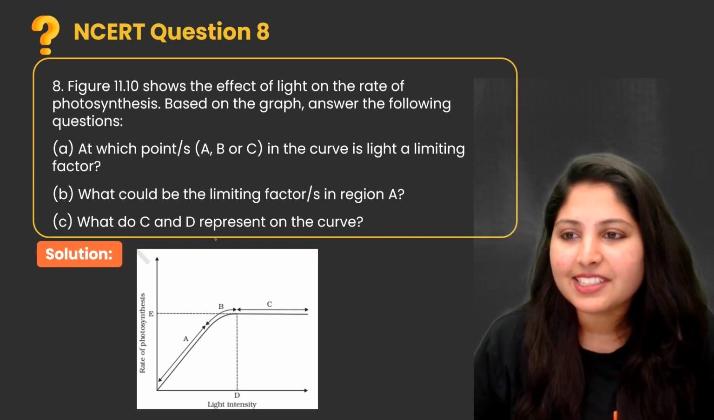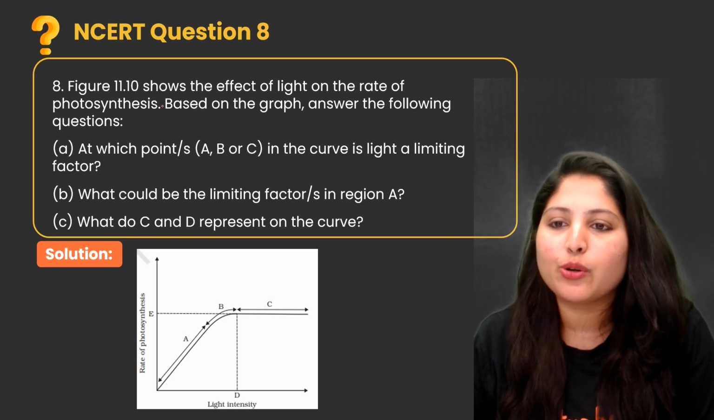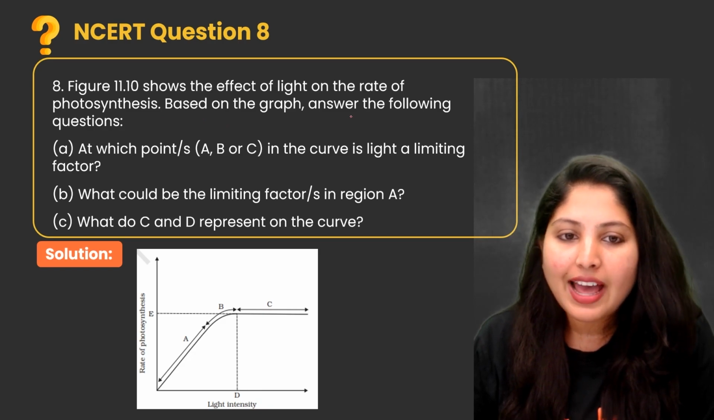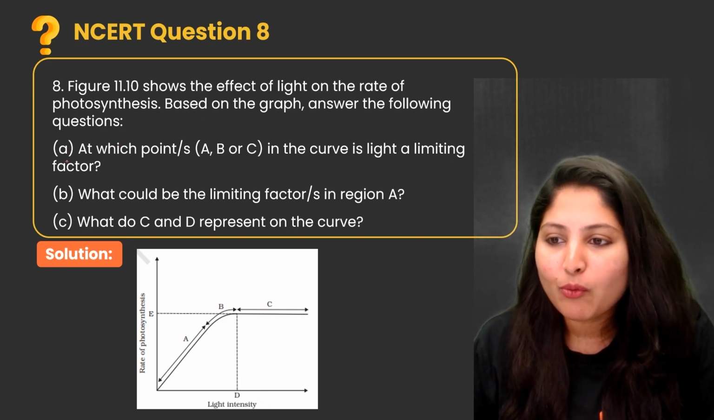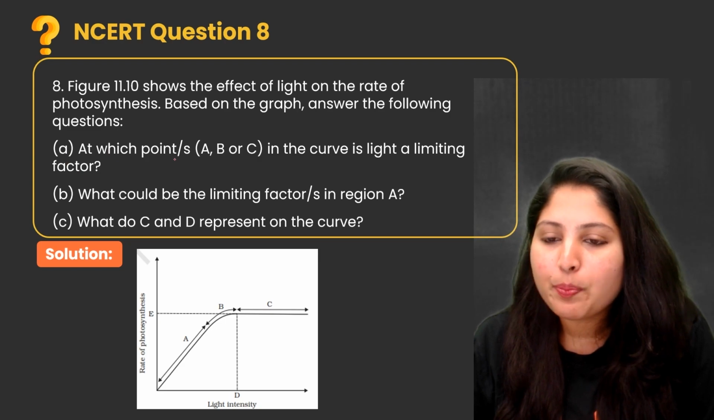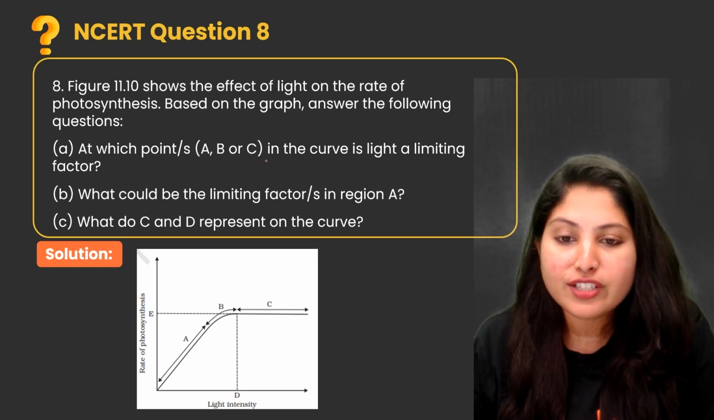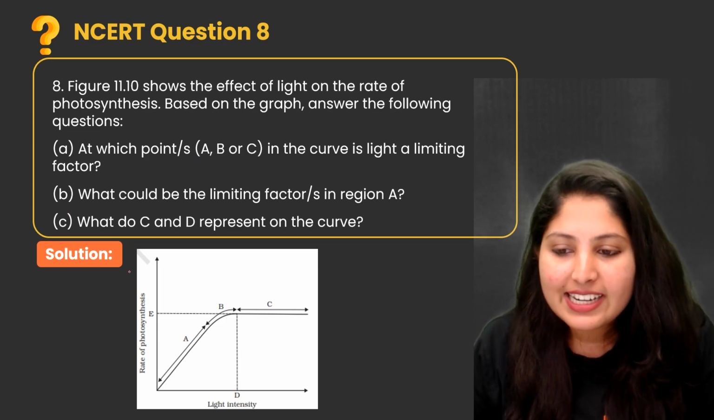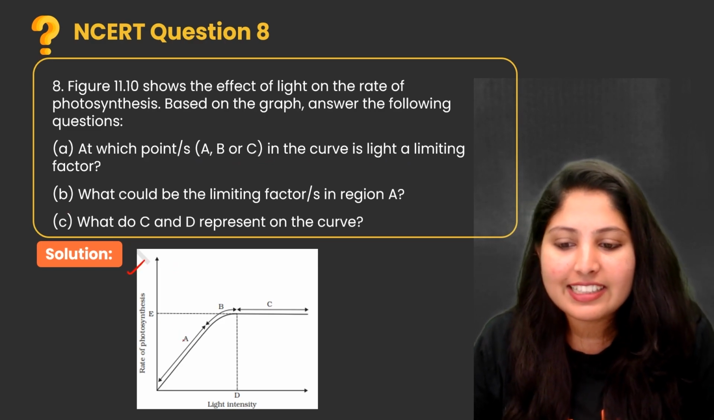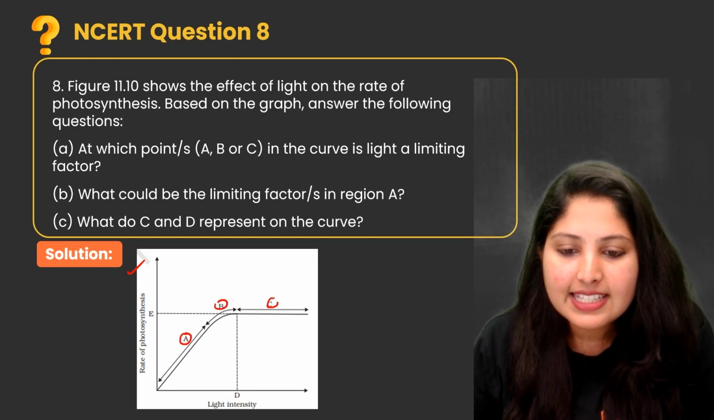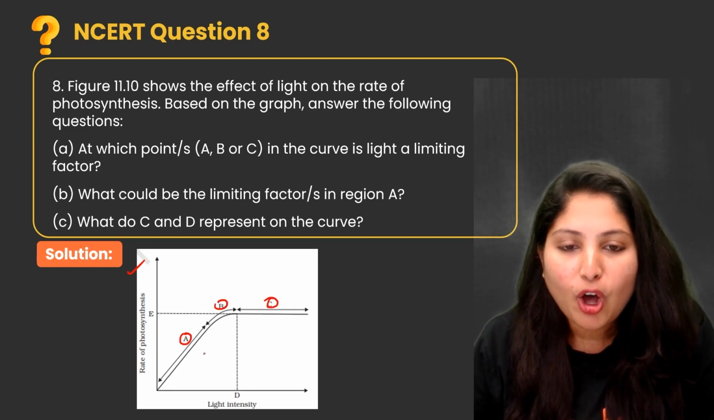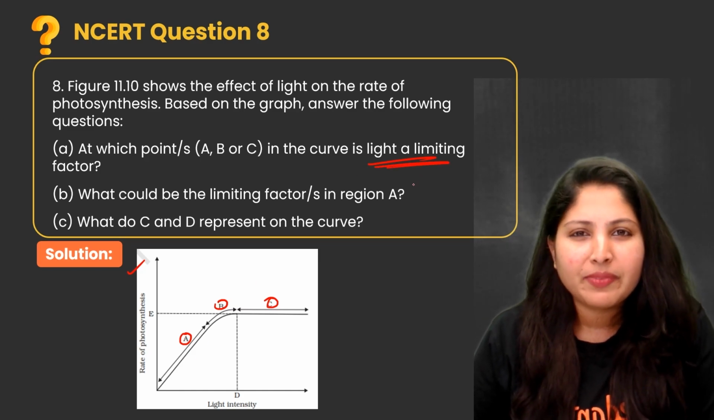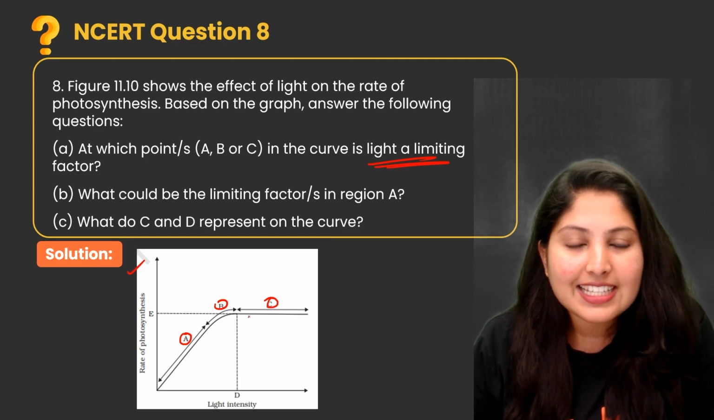Question number 8. Figure 11.10 shows the effect of light on the rate of photosynthesis. Based on the graph, answer the following questions. Question number 1: at which points A, B or C in the curve is light a limiting factor? So here is the graph, right? There are 3 points, A, B and C. In which point or which curve is light a limiting factor?